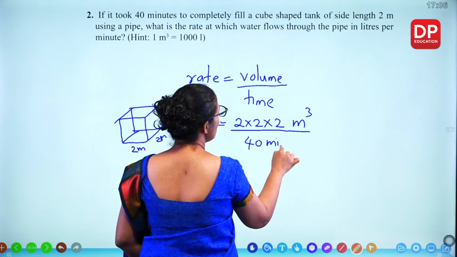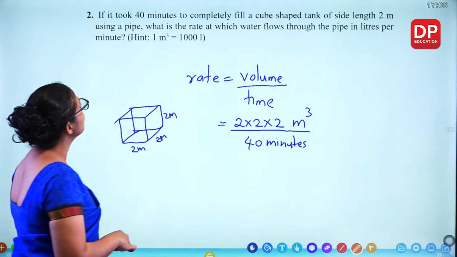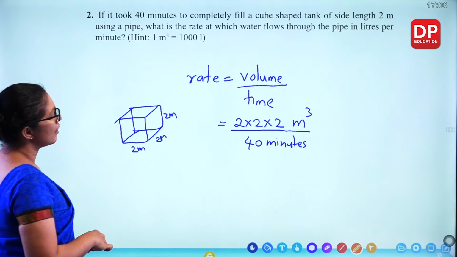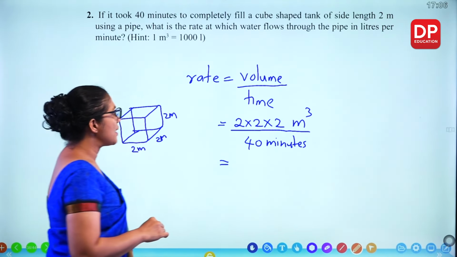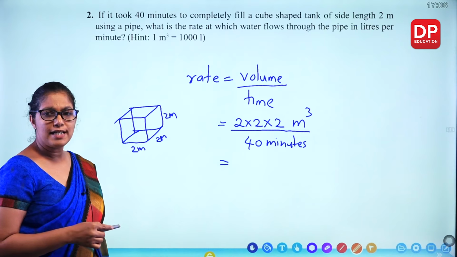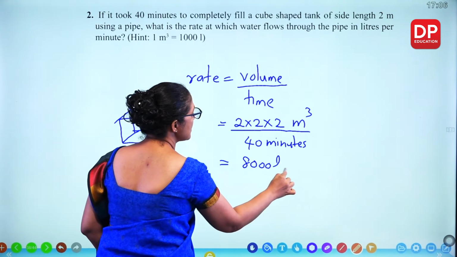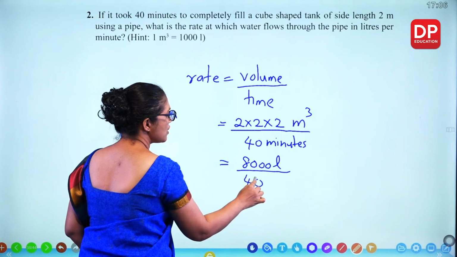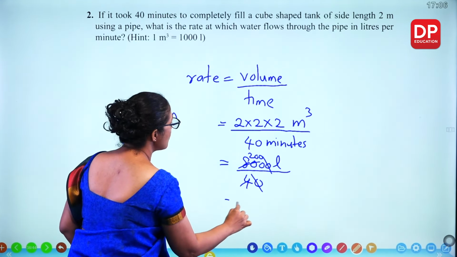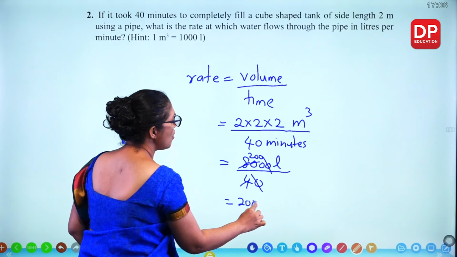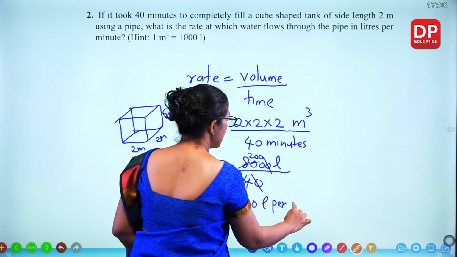Now you need to find out in liters. Liters, how you convert? This is 8. 8 cubic meters means how many liters? 8000 liters. Over 40 minutes, you get 200. So what's the rate? 200 liters per minute.